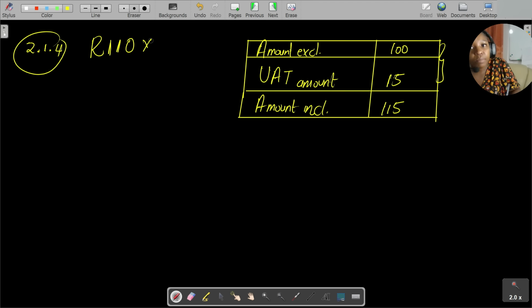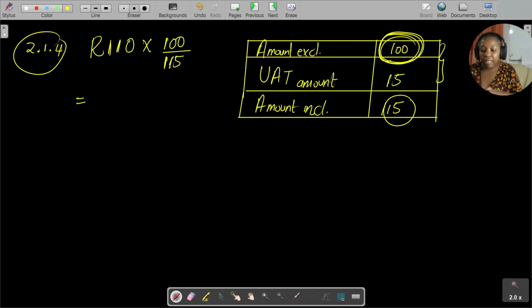So you always multiply by what you want. You want the amount excluding VAT, so you multiply by 100%, divided by what we have. What does this amount represent? It is the amount including VAT, so we divide by 115. That means it's 110 multiplied by 100 divided by 115. So the service fee amount excluding VAT is 95.65. I'm just going to leave it at two decimal places.